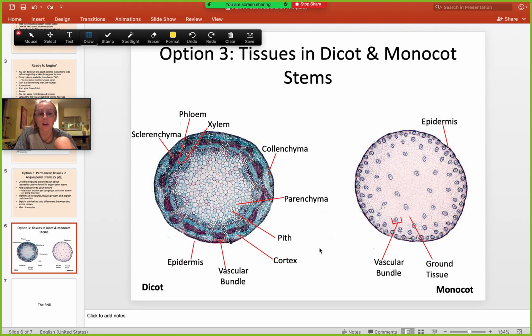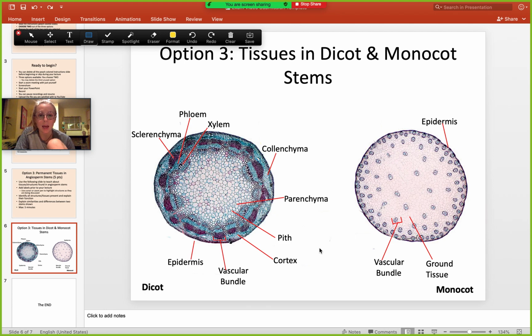Originally, dicots and monocots were distinguished based off the number of cotyledon they had. Cotyledon are the embryonic leaves produced by germinating seeds. Dicots had two, monocots had one leaf. There's other criteria used to distinguish between the two, including the venation, type of roots, number of flower parts, but today we're going to focus on the differences in their tissues.